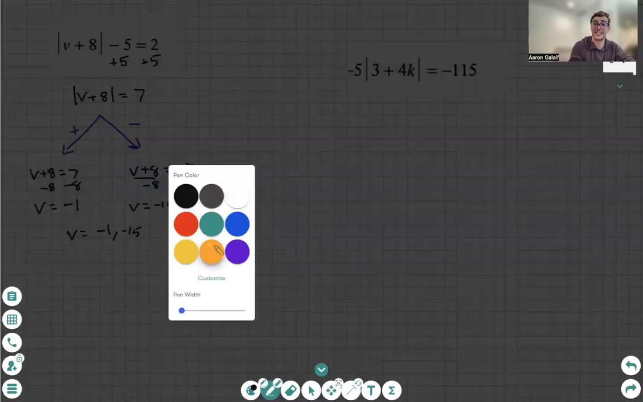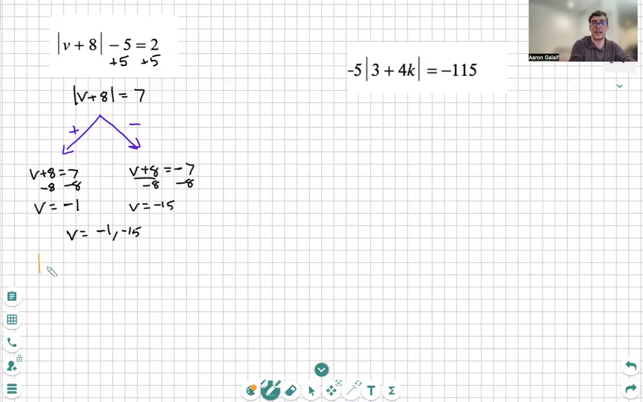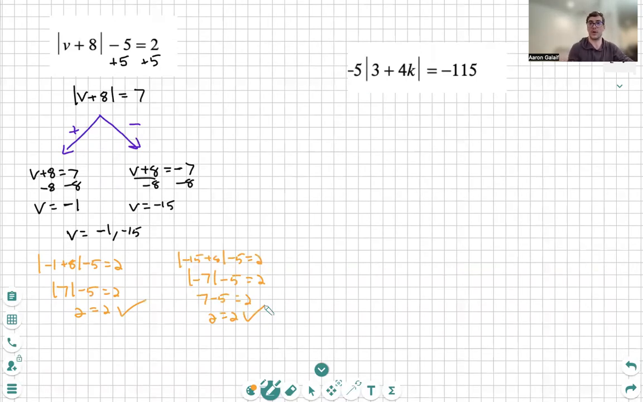So we can always test these answers by plugging them in for v. If I plug in -1 first, we will easily see that this becomes a 7. We have 7 minus 5, which is 2, which is true. And we can try the next one, which is -15 plus 8. As you see, this also becomes a -7 on the inside of that absolute value. Taking the absolute value gives us a +7 for our 2 to equal 2. That's what we got going on.